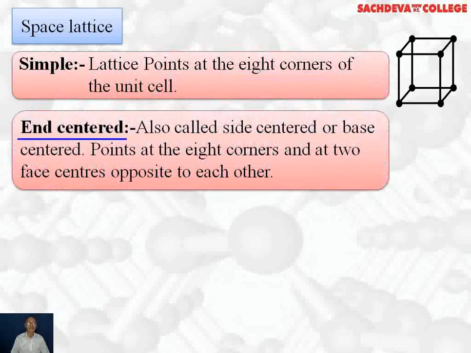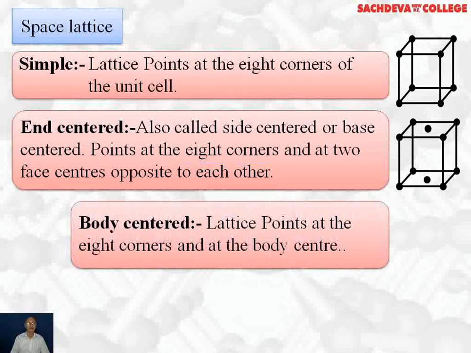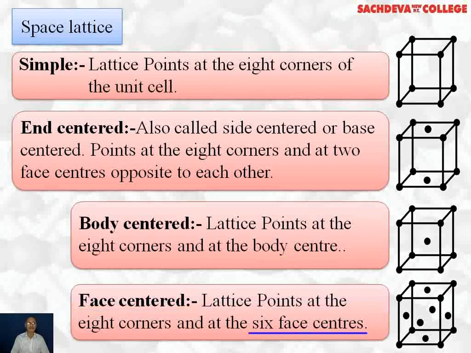Next we have end-centered cubic or side-centered cubic. In this case, 8 lattice points are on the corners and 2 lattice points are on the two face centers opposite to each other. In body centered, lattice points are on the 8 corners and one is at body center. Face centered, lattice points are on 8 corners and 6 lattice points are on the face center.